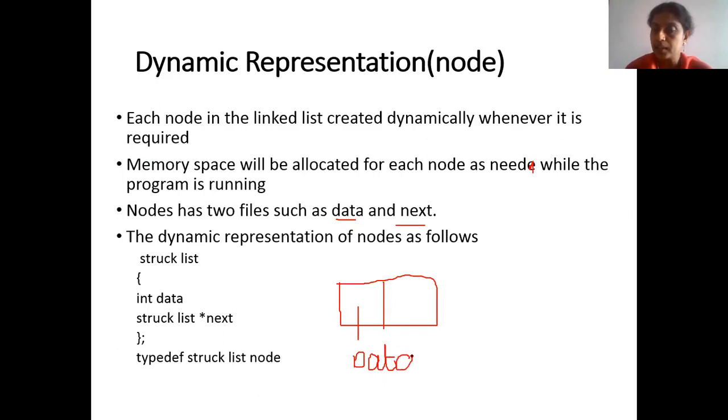Then what is the next? This will have the address of the next node. So this we call a node. So here, to represent a linked list dynamically, we use a structure and pointer concept.